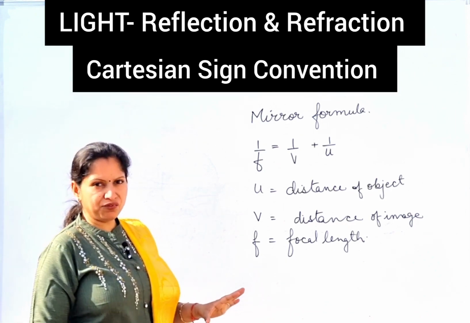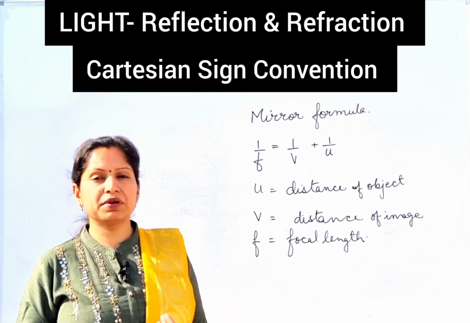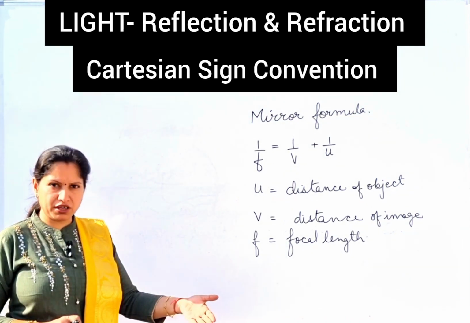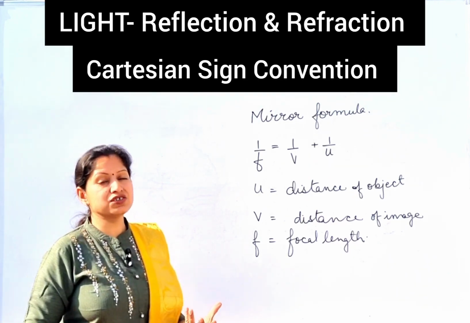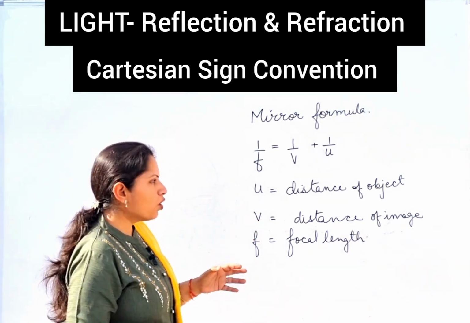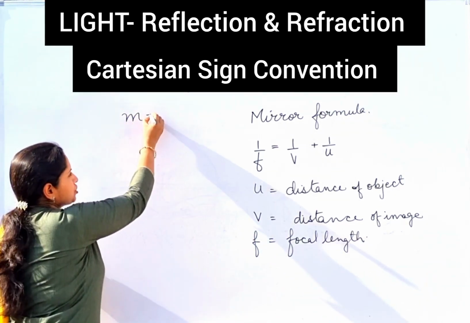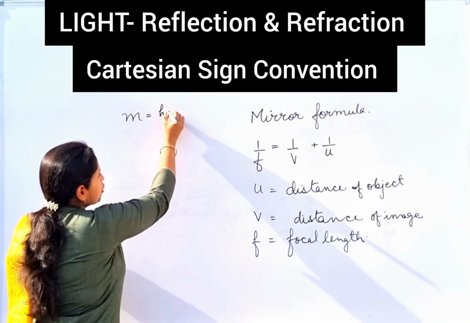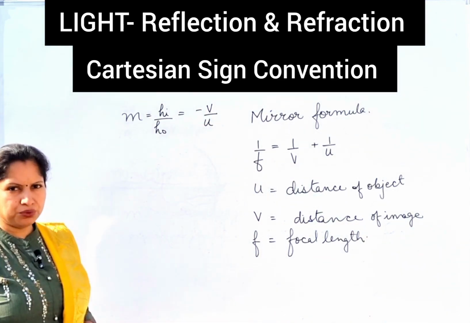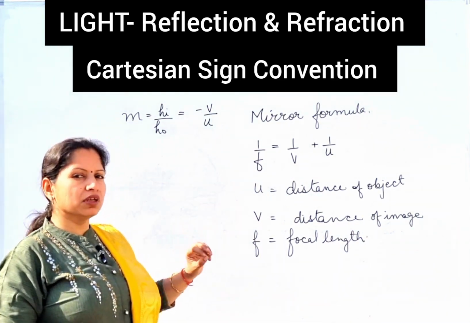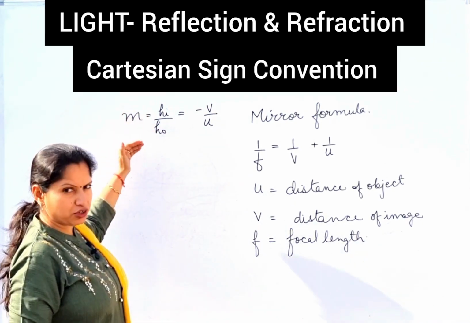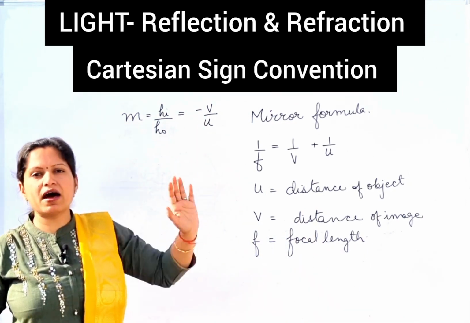Next is the magnification formula. You are also asked sometimes to compare the height of the image with that of the object. Apart from that, you are also asked to calculate the height of the image when the height of the object is given. Or you are asked to find the nature of the image. Nature of the image means, is the image real and inverted, or is it virtual and erect? All that could be found by using the formula of magnification, and that is height of image upon height of object, that is also equal to minus V by U for mirrors. So for mirrors, we have these two formulas for magnification, either height of image upon height of object, and that is also equal to minus V by U.